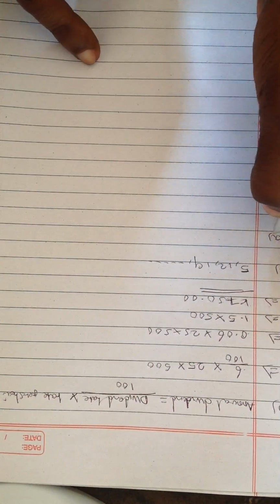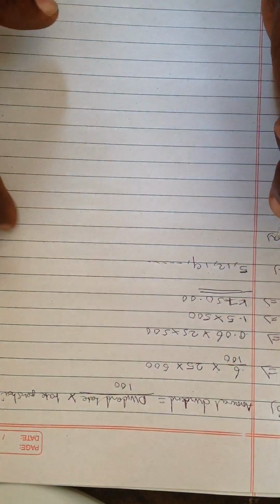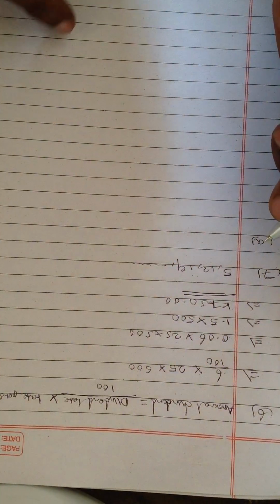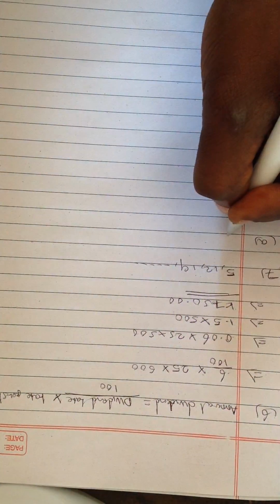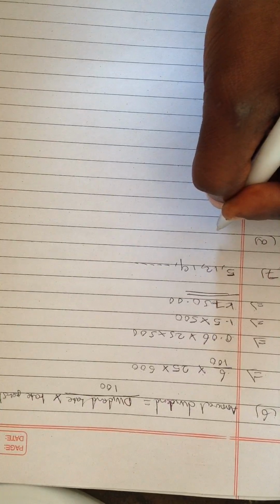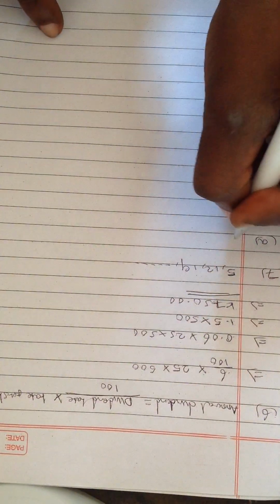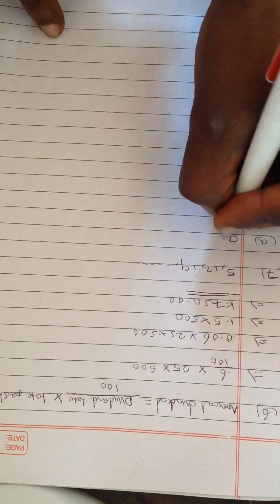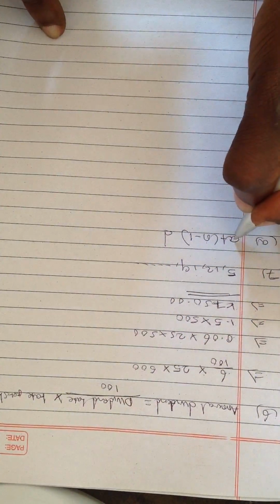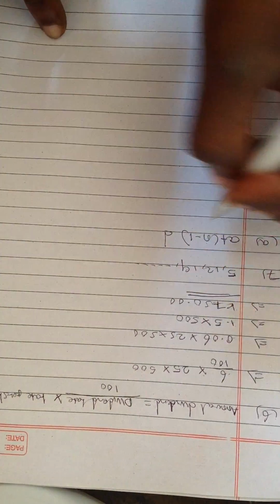So how do you calculate the 60th term? We just use the formula. There's nothing like trying to count using the fingers. The sequence you've been given is an arithmetic progression, AP. You use the formula a plus (n minus 1) d, where a is the first term, n is the nth term, and d is the common difference.